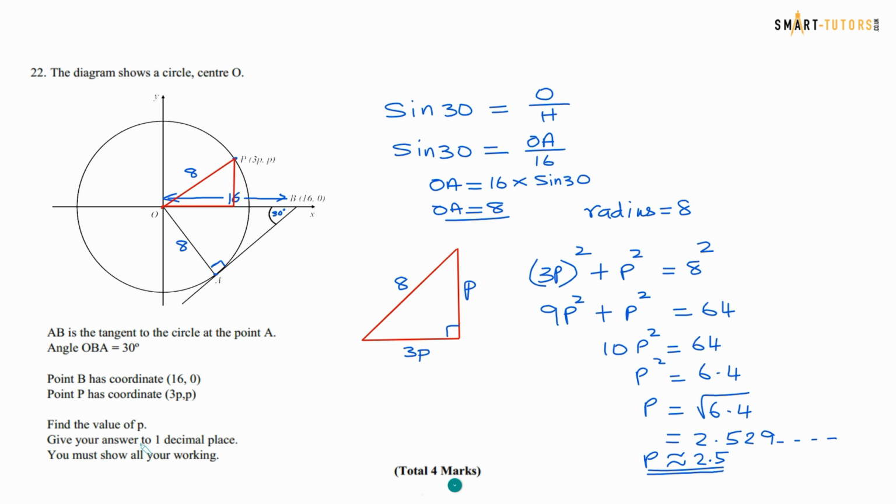So OA is 8, which means that is the radius. So when you find the radius, you can see this red color triangle. 3P comma P is the coordinate. So 3P is the X coordinate, P is the Y coordinate, and the radius is 8. Use the Pythagoras theorem. So 3P whole thing squared, which is 9P squared, plus P squared, which is 9 plus 1, 10P squared equals 64, P squared is 6.4, P is the square root of 6.4. So the answer is P, nearly 2.5.